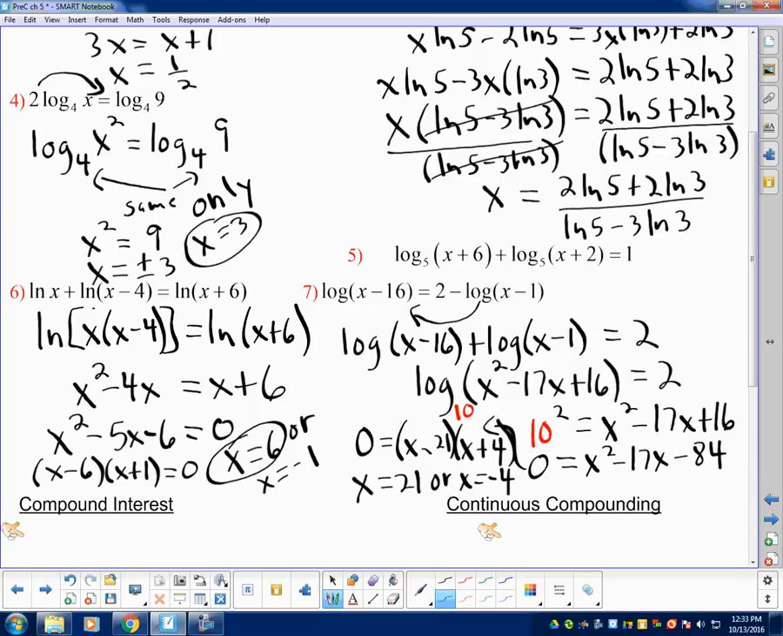Now don't just assume that the negative one won't work. Sometimes it does, but here it doesn't. It would make these negative. So x equals 21 is the solution. You might want to make a note of that. Sometimes the negative values work. Sometimes the negative values, if you plug them in, will give you a positive argument of logarithms. You just need to check them.